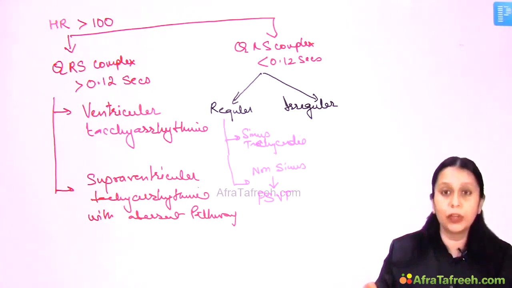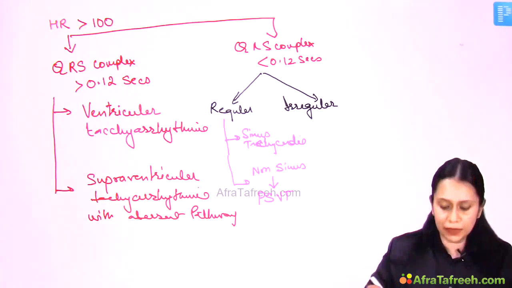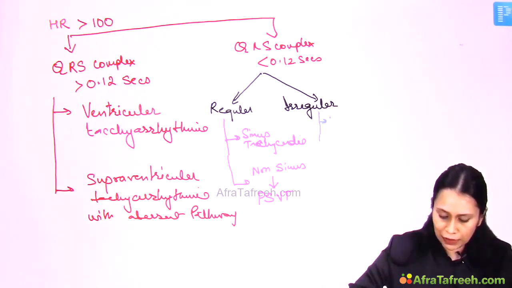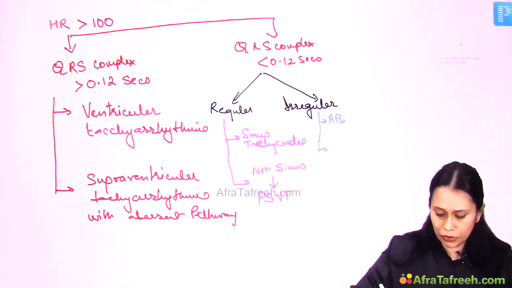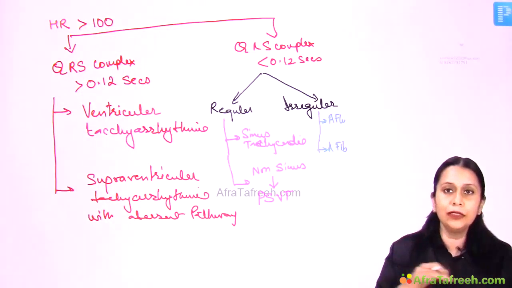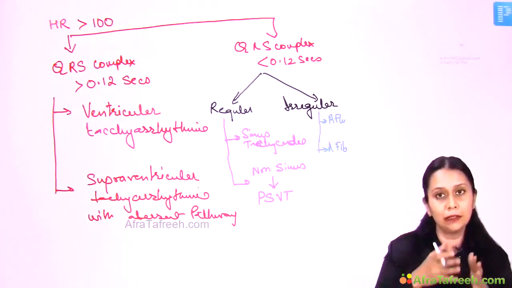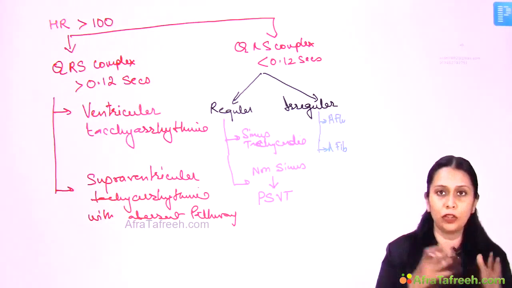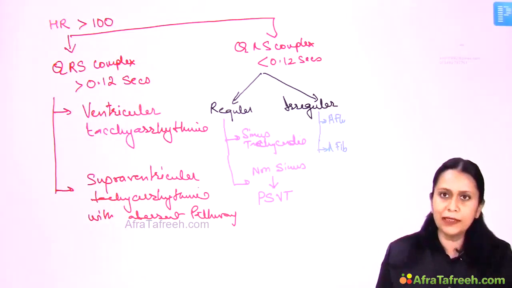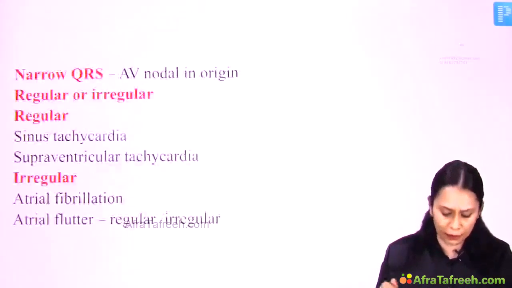If the rhythm is irregular, then there are two possibilities. We'll talk in detail: atrial flutter or atrial fibrillation. Okay, so this is how we classify the tachyarrhythmias into narrow complex and broad complex tachyarrhythmia. Now let us start with the narrow complex tachyarrhythmia first.